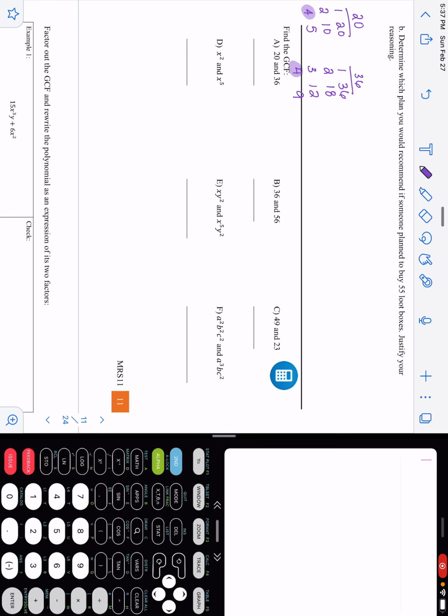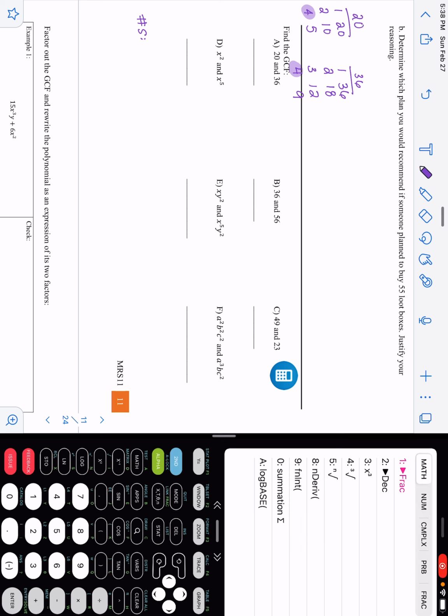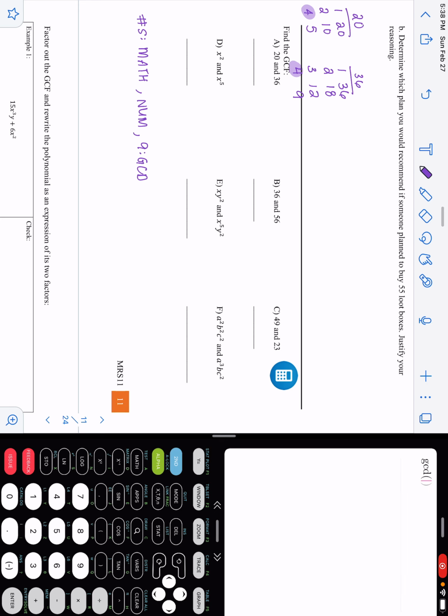All right, now on our calculator, you might want to write these steps down. When we're looking for the GCF of numbers in our calculator, we can press the math button and then go over to number. And you're going to go to number 9 that says GCD and hit enter. Or you can just hit 9. And then put in your two numbers separated by a comma. So 20, the comma is above the 7, comma 36, close your parentheses, hit enter, and you'll see that we get 4.